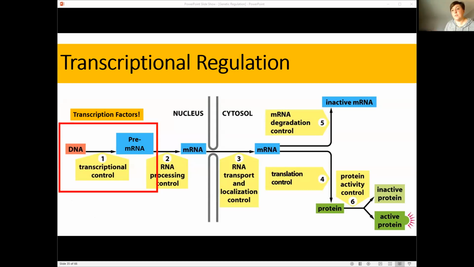Recall that transcription is the process of reading DNA into pre-mRNA, or mRNA that has yet to be processed, which is splicing, capping, and polyadenylating. Essentially, we're going to be discussing how we can get RNA polymerase to do its job.